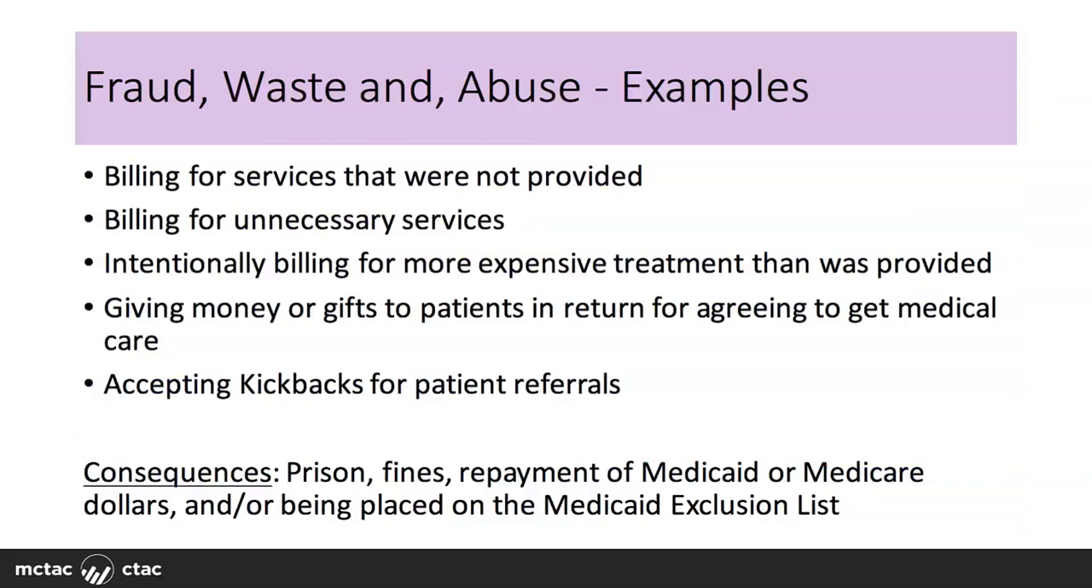So it's serious. What are the consequences? Prison, fines, repayments of Medicaid or Medicare, being placed on a Medicaid exclusion list. I mean, these are not inconsequential results. And our corporate compliance program is in place because we do understand that not everybody is honest. In finance, we have this concept of internal controls. I think of the corporate compliance program as the same thing. These are the internal controls that we put in place to protect our clients, our staff, and the organization. So what are the elements?